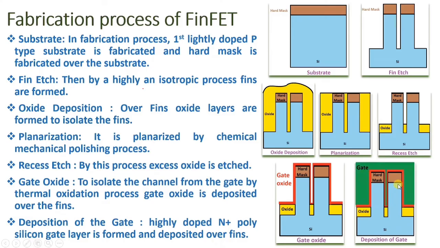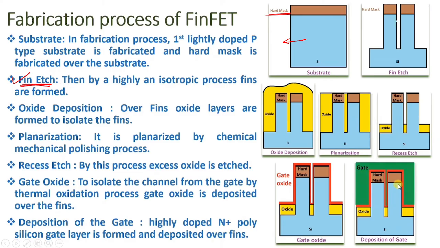Okay. So fabrication, if you see fabrication, first what you are doing is a lightly doped p-type substrate is fabricated, and a hard mask is fabricated over the substrate. Okay, so this is a lightly doped p-type substrate, and over this the hard mask is fabricated, and you need to etch for the fin, etch for the channel, one channel you need to etch. Then by a highly anisotropic process, fins are formed.